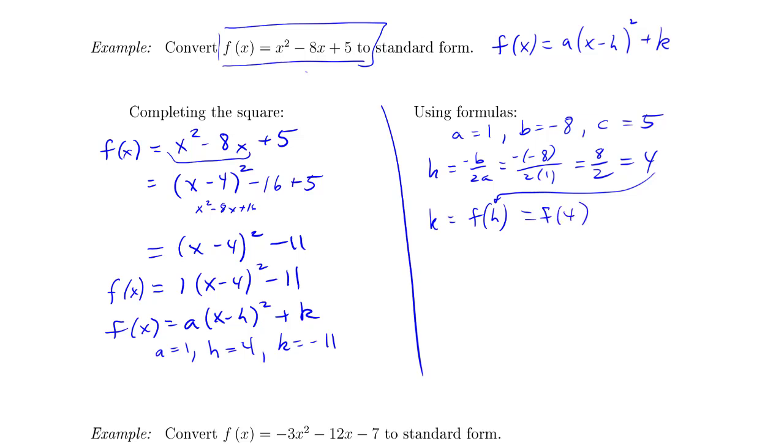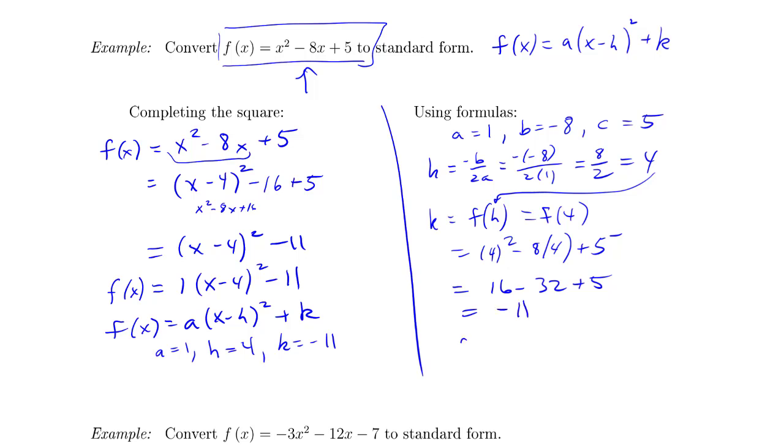And I can just go back to the form I already have. I don't need any other form. I just want to calculate it. So that would be 4 squared minus 8 times 4 plus 5, which would give me 16 minus 32 plus 5, which would give me minus 16 plus 5 is minus 11.